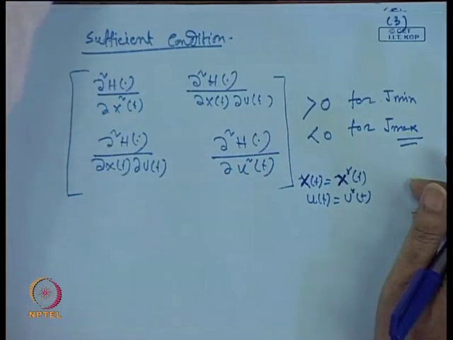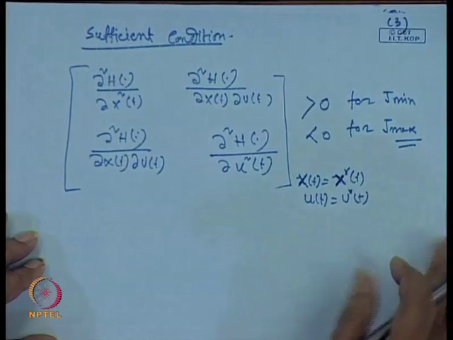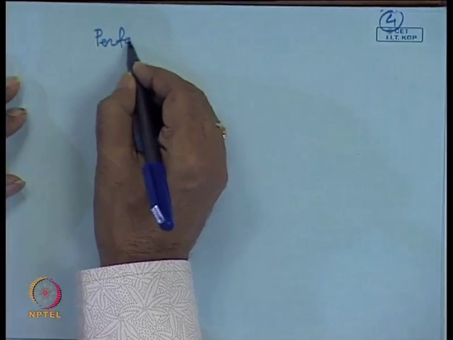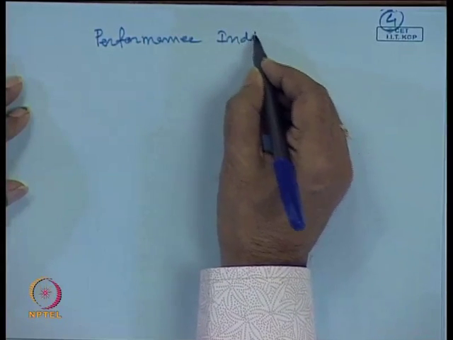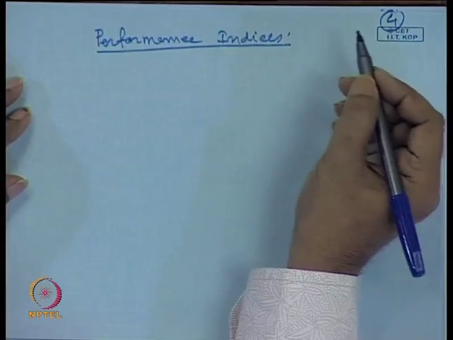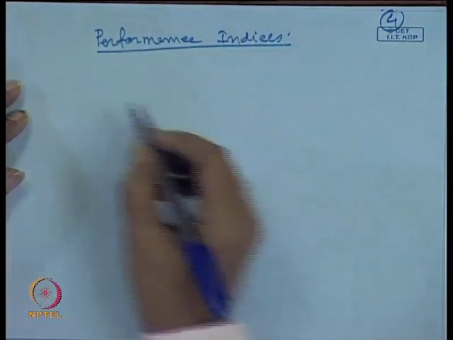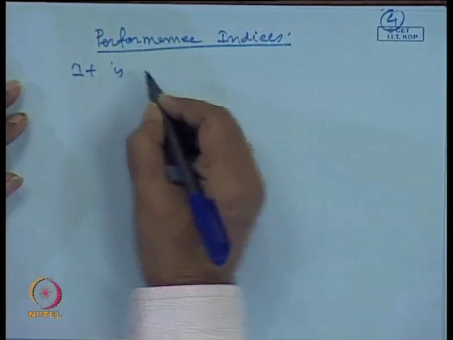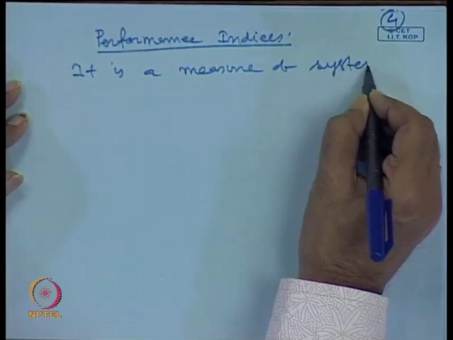Next, we will come to the solution of the linear quadratic regulator problem with finite time. Before that we will discuss the performance indices. Performance index is a measure of system performance. First, suppose our objective is a measure of system performance.